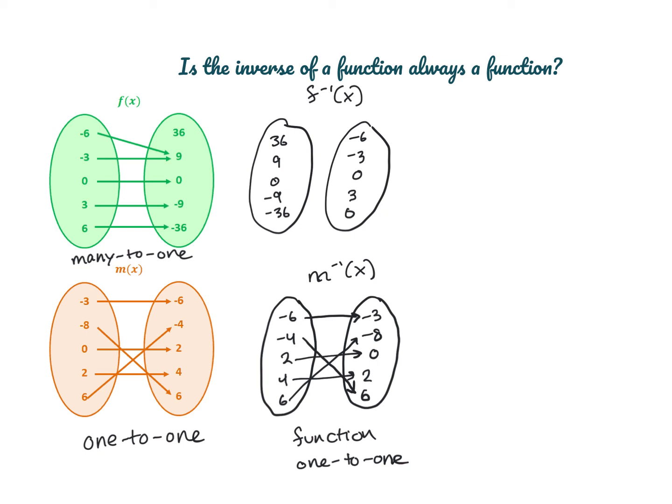So right off the bat, maybe I'll do this with red arrows. Right off the bat, you can see that our inverse is not a function. It doesn't matter what's going on here because we can already see this input has two different outputs. So in this case, our inverse is not a function. So we can generalize that if you have a one-to-one function, the inverse will also be a function. But if you have a many-to-one function, your inverse will not be a function.